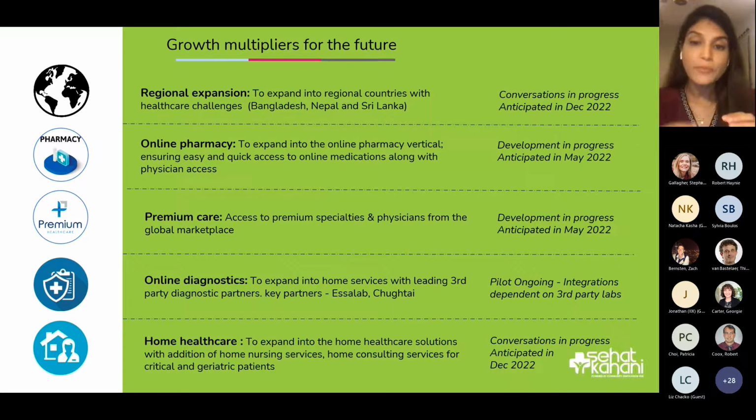It will be priced a little higher, but it will have an active user base of customers who want these difficult specialty doctors again and again.